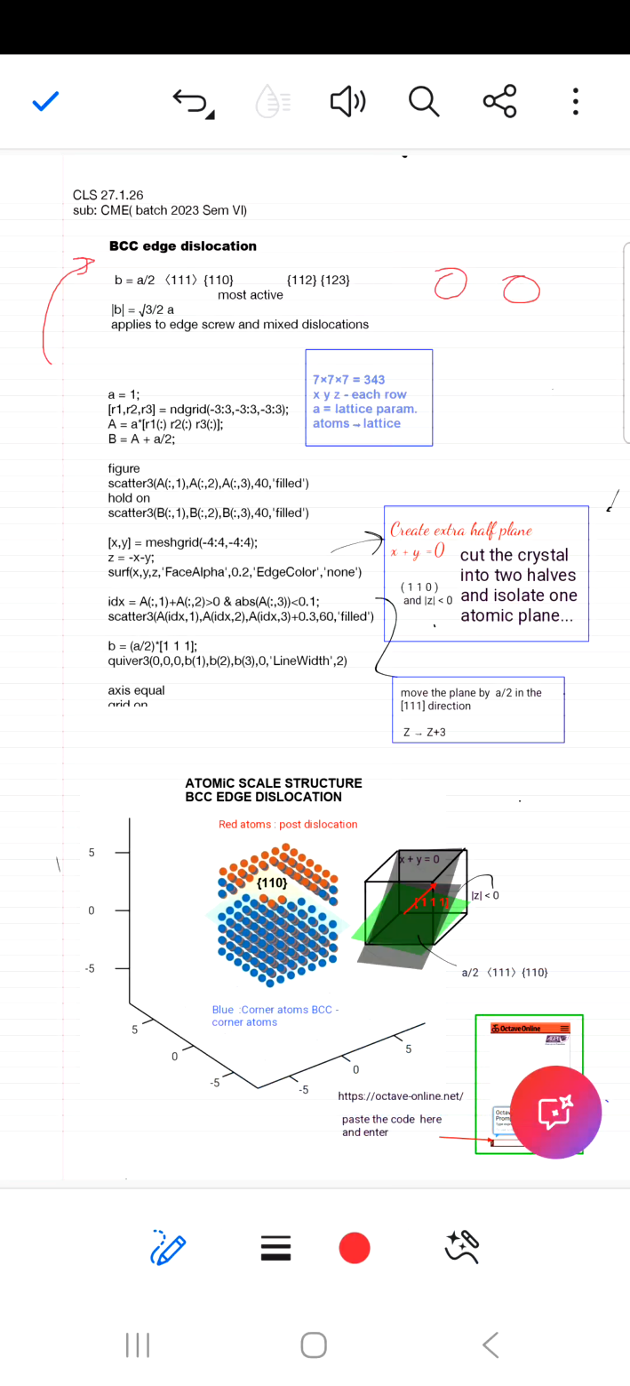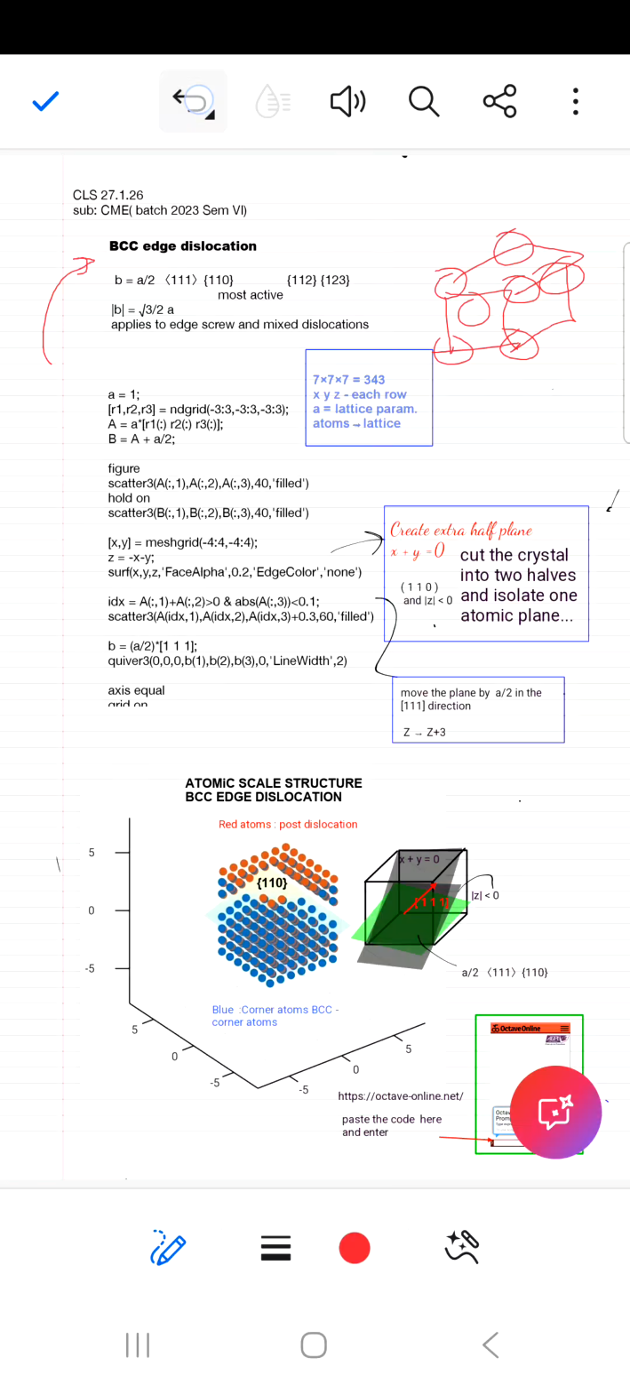But real materials are never perfect. Their mechanical behavior is dominated by defects, and among these, dislocations are the most crucial. Now, what is a dislocation? A dislocation is a line defect, meaning the disturbance in the crystal structure is concentrated along a line. Today we focus on the edge dislocation.